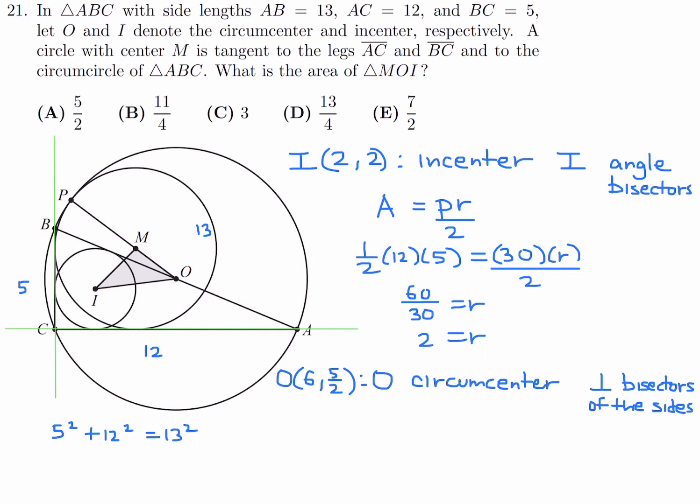Now let's read the next part. A circle with center M is tangent to the legs AC and BC. Okay, so I'm assuming this circle right here has the center M and is tangent, as you can see, to AC and BC, and to the circumcircle of ABC. So there's a circle that goes all the way around the triangle ABC, and that circle is tangent to it as well. So I'm assuming that's going to be point P, the point of tangency.